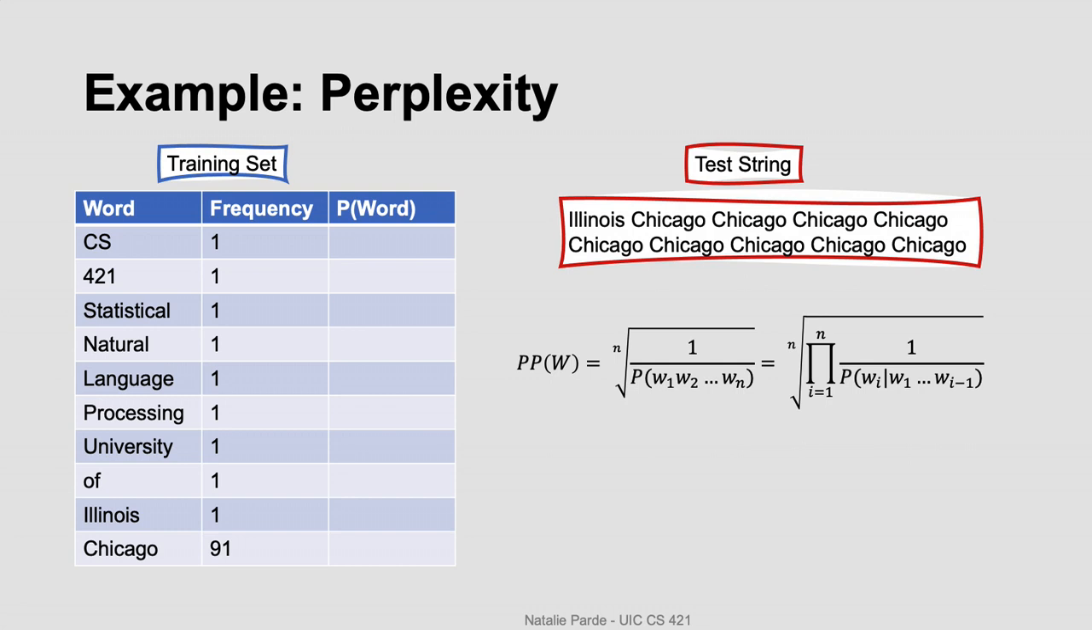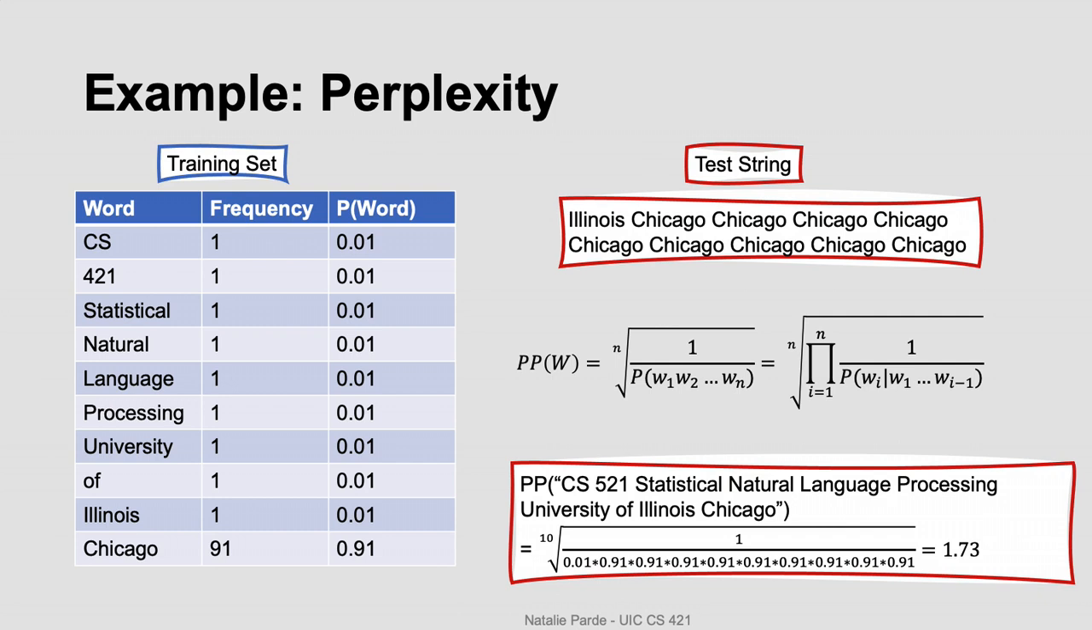Now, it's very unlikely that every word is equally likely to occur in the training set, so let's also consider an alternate case where the first 9 words all occurred just one time, and the word Chicago occurred 91 times. If we go through and do maximum likelihood estimates using these counts, we end up with the probabilities you see here. So most words have very low probabilities, but the word Chicago has a very high probability. And then let's take a test string, which is the word Illinois, followed by 9 occurrences of the word Chicago.